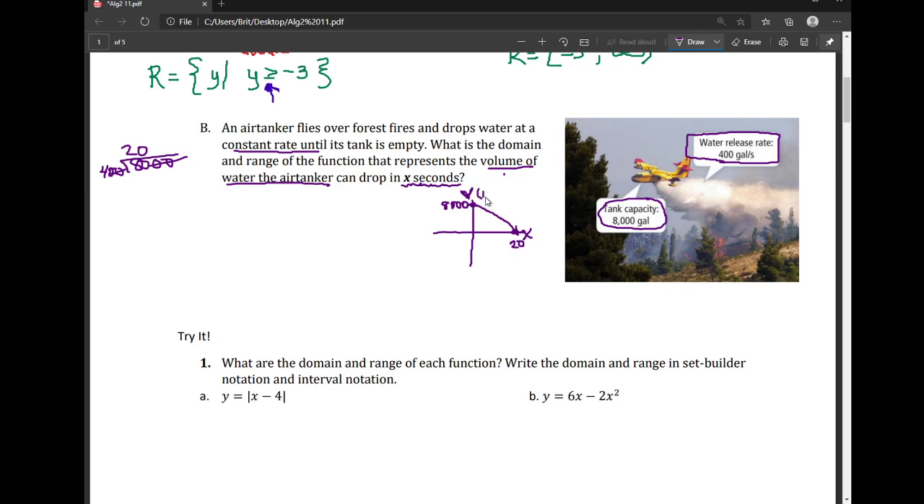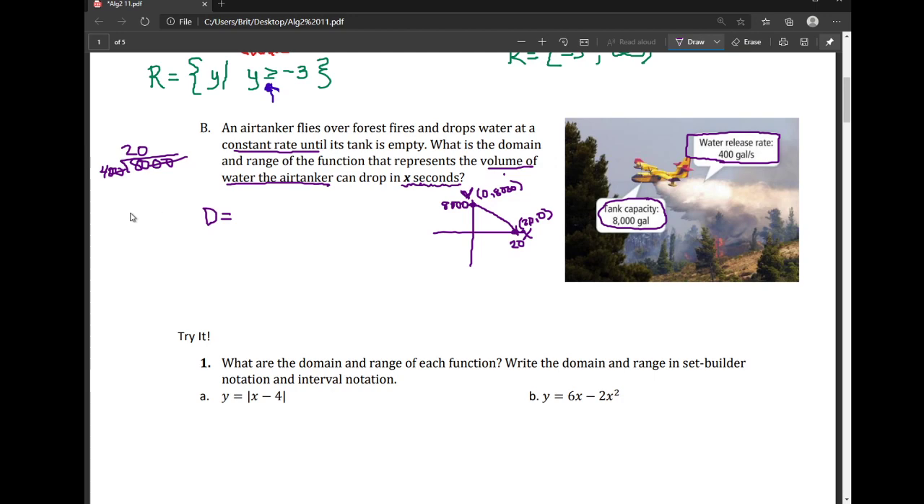Okay, the ordered pairs here are (0, 8,000) and (20, 0). So now let's talk about our domain and our range. The domain is all of the x values that are contained. I'm going to choose to do my domain here in set builder first. You usually would pick one or the other, I just want to show you both for an example.